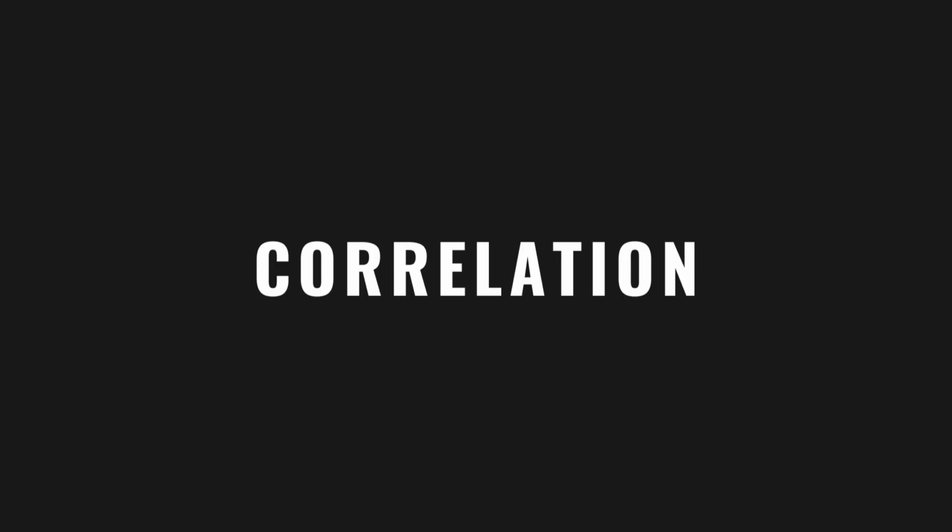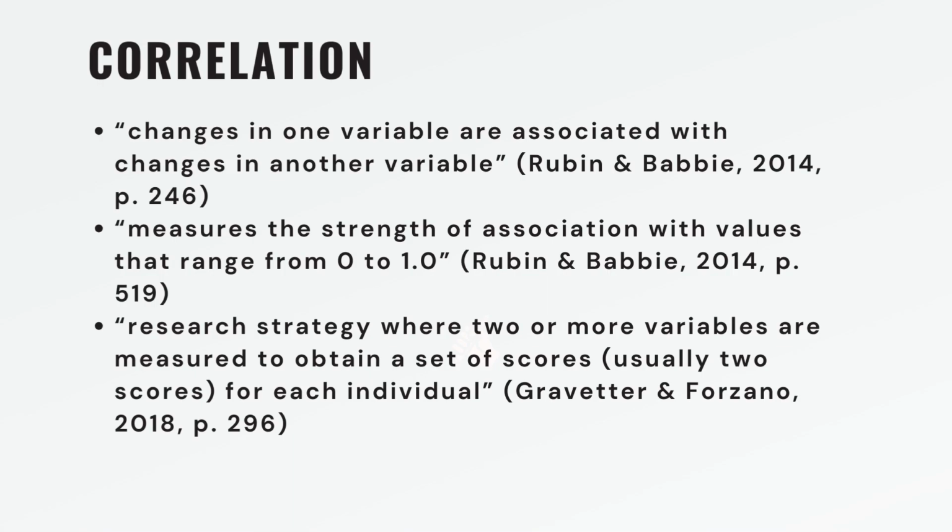Let us now talk about correlation. According to Rubin and Babbie, being correlated means that changes in one variable are associated with changes in another variable. They also stated that correlation measures the strength of association with values that range from 0, which signifies no relationship whatsoever, to 1, which signifies a perfect relationship.